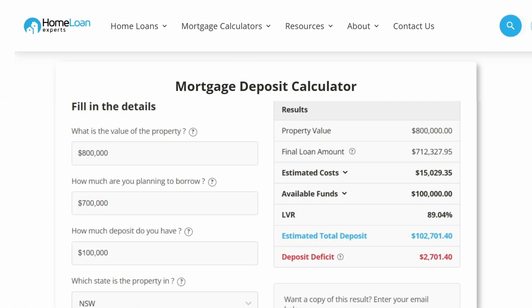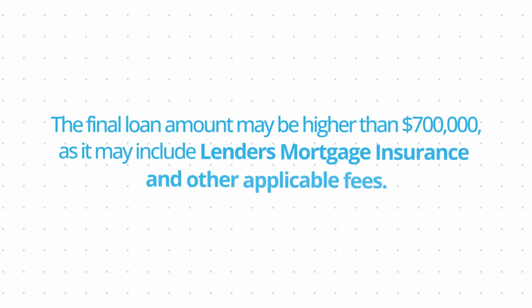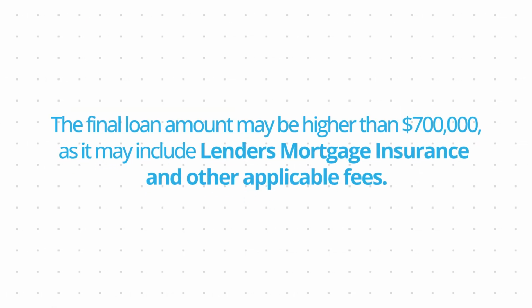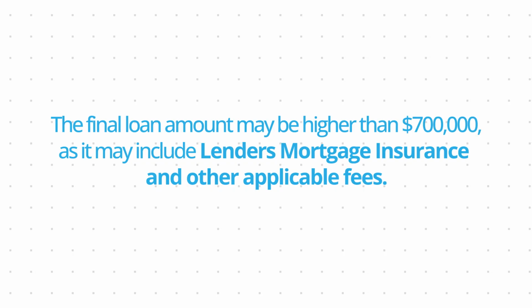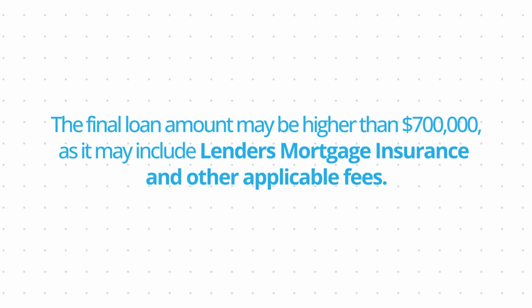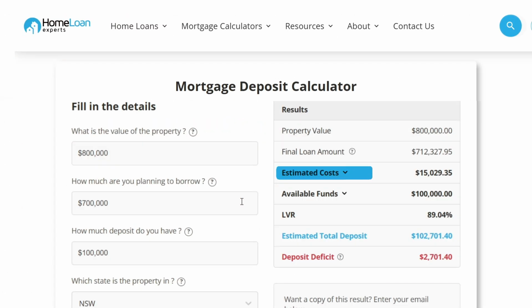At the top, you'll see your property value, which is $800,000, and the final loan amount, which is $712,327.95. The final loan amount may be higher than $700,000, as it may include lender's mortgage insurance and other applicable fees. Next is the estimated costs, which is $15,029.35. Click the arrow to see the breakdown.